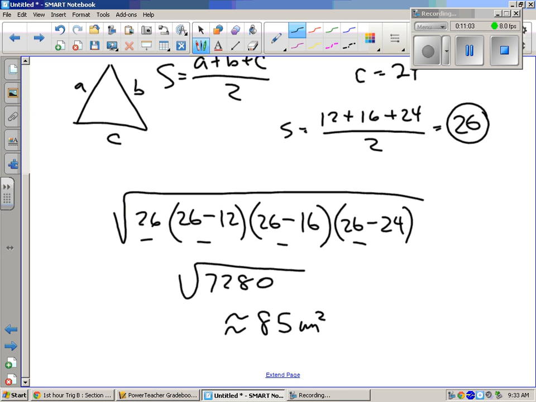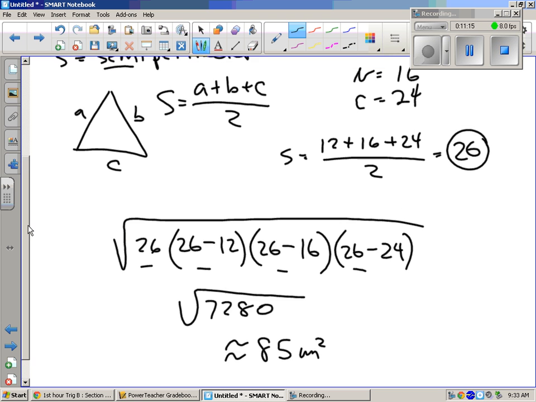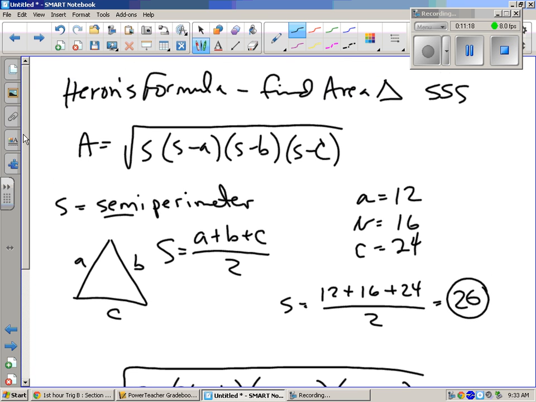Okay, so you only use Heron's formula when it's side, side, side. Makes it pretty easy. Whoever figured this out is pretty much a genius. So there you go, another formula to memorize. Law of cosines is another one.